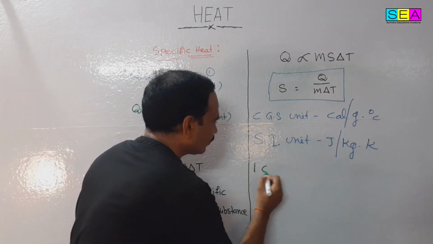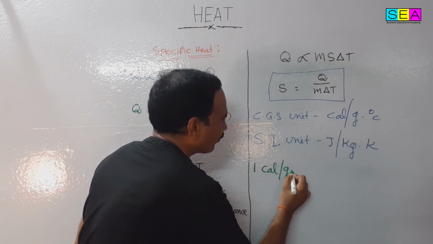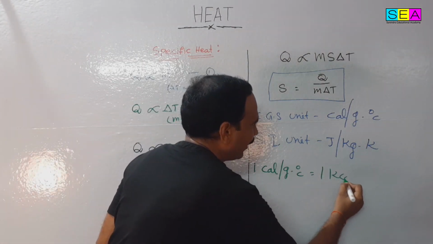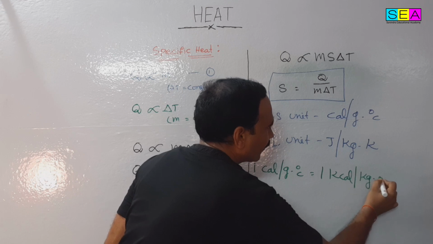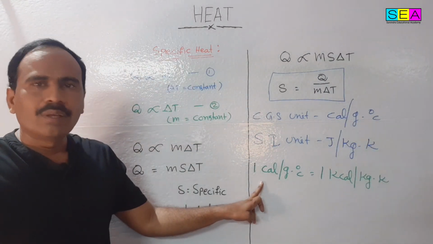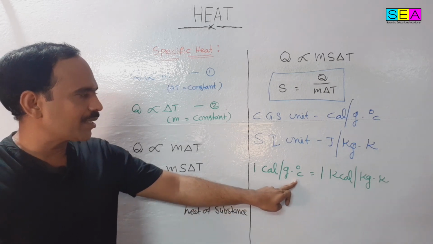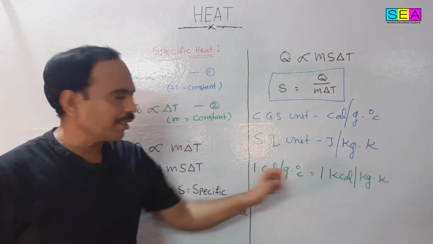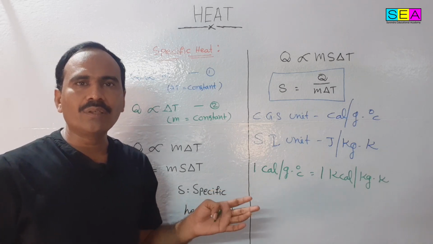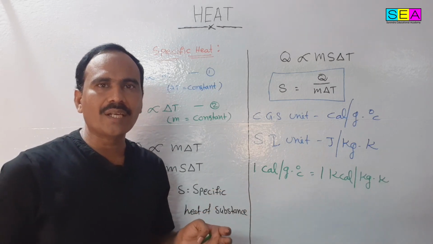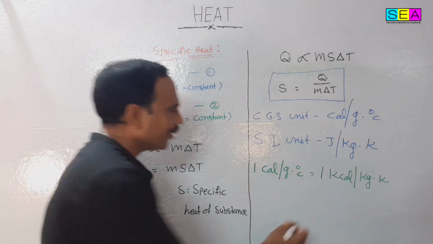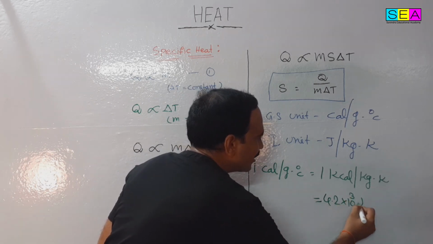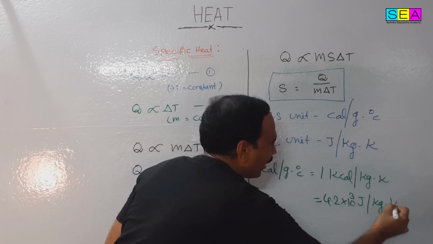1 calorie per gram degree Celsius is equal to 1 kilocalorie per kilogram Kelvin. 1 kilocalorie means 1000 calories, or 10 to the power of 3 calories, equal to 1 kilocalorie, and it is equal to 4.2 into 10 to the power of 3 joule per kilogram Kelvin.